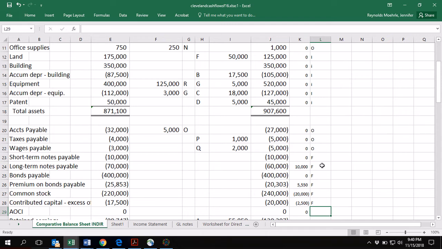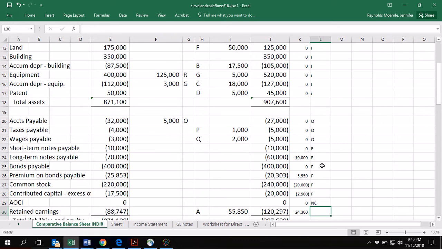This AOCI is not ever going to involve cash, so I'm just going to put that as non-cash. And the retained earnings, we picked up that net income number. That was operating, but there's also some financing going on as well that deals with that $24,300. And you can think about what that must be, and you will be right. But let's look through here and just go down the list with our financing activities.